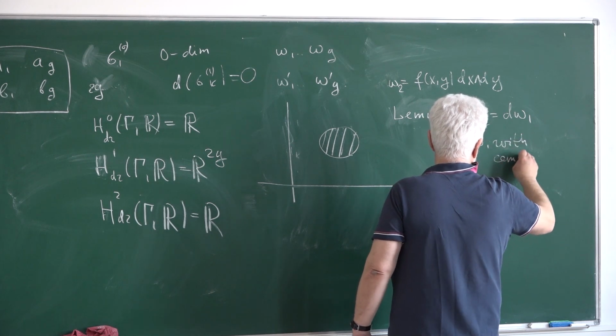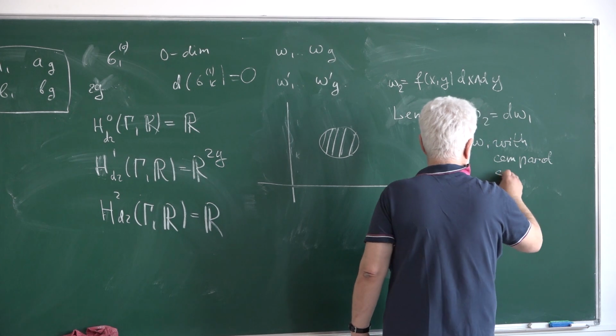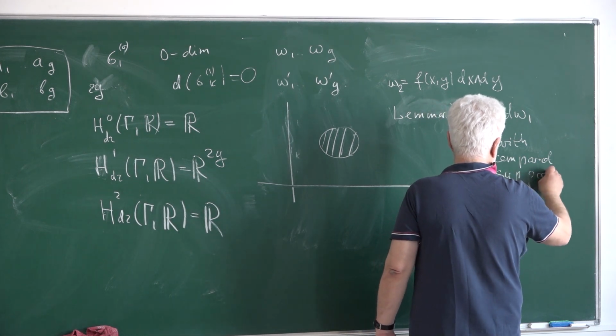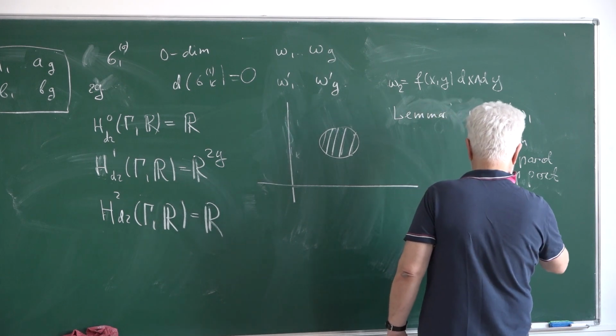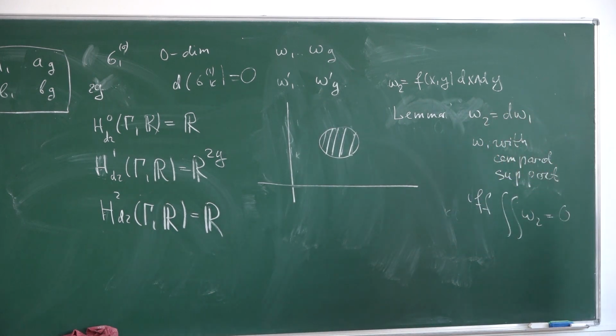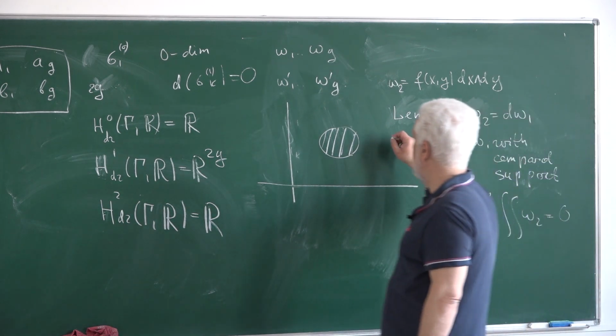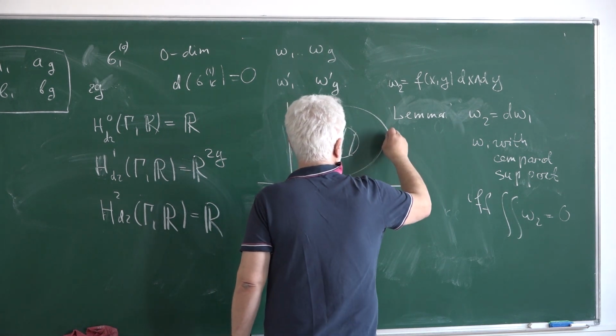The form omega 2 is a differential of a form with compact support if and only if the integral of omega 2 is equal to 0. In one direction, assume that omega 1 has compact support. You agree? Then we calculate this integral of omega 2.